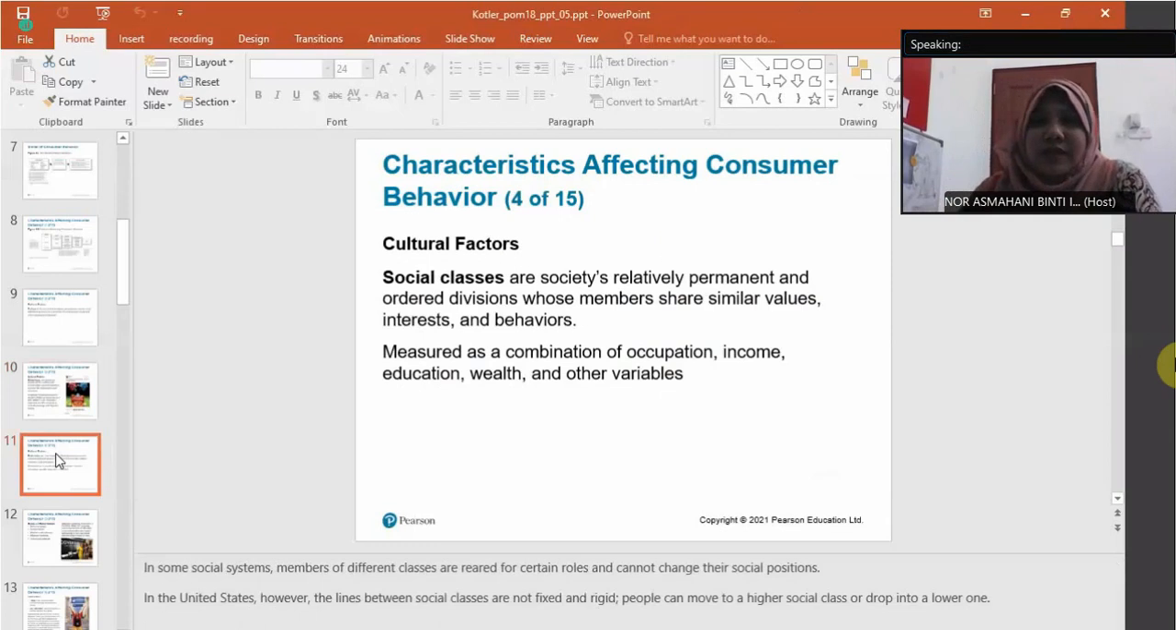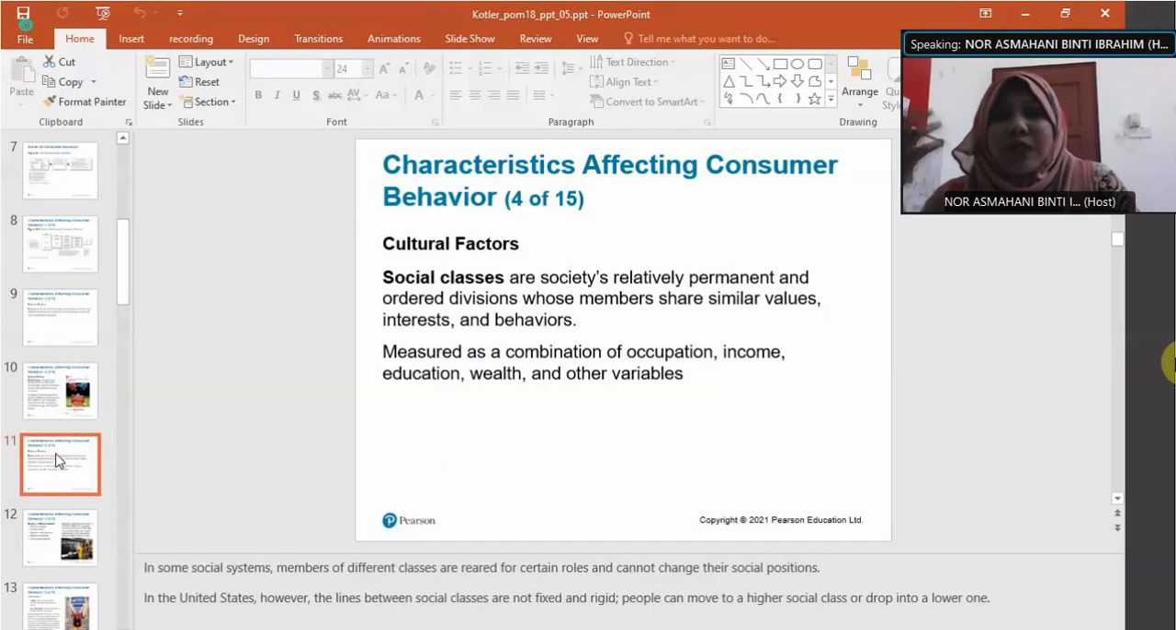What else? Cultural factors, social class. Those who share similar values, interests, and behavior, right? It can be measured not exactly by income, right? When we talk about social class, you're thinking of Mak Datin, right? You're talking only about those who have a good income, wealthier, for example. But it can be measured by a combination of occupation, education, wealth, and other variables.